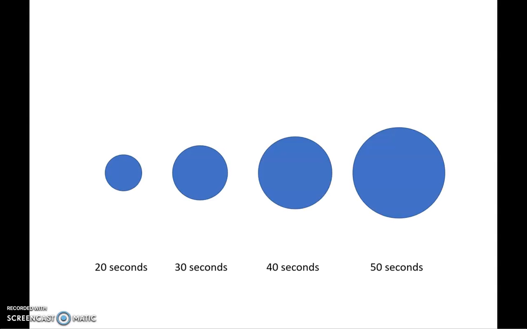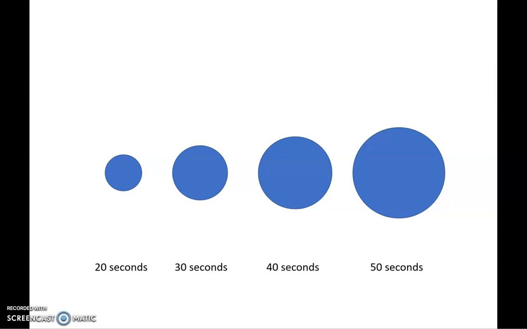After 20 seconds, my balloon was partially inflated. 30 seconds was a little bit more. 40 seconds a little bit more. And 50 seconds a little bit more again. Now, unfortunately, I just didn't get a chance to take photos for the first 20 seconds.